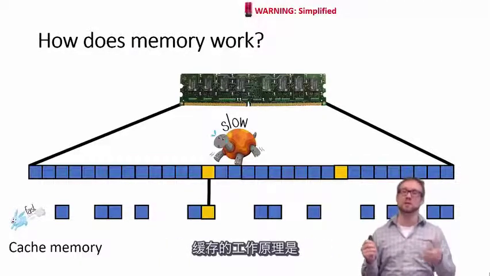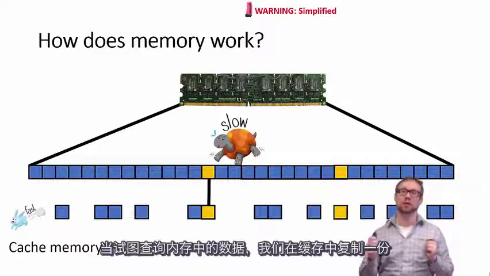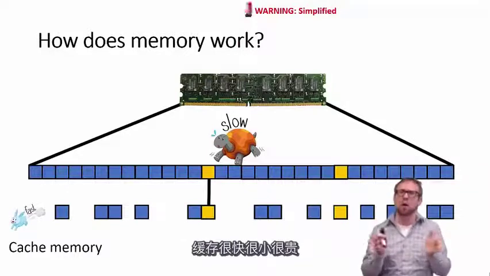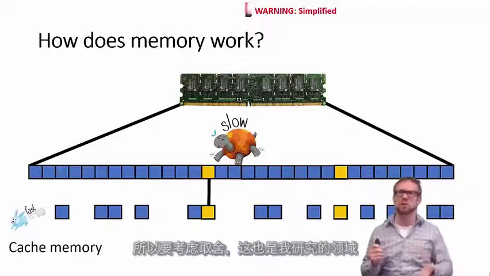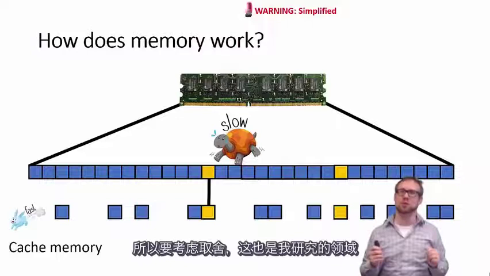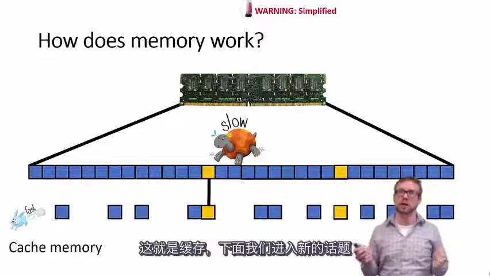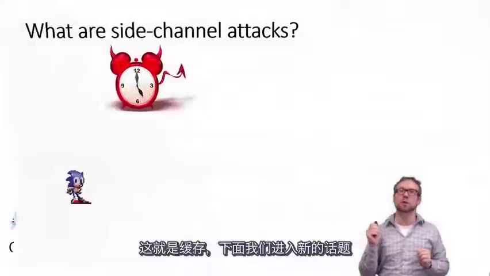Now, the way cache memory is maintained is that when you retrieve something, you often take a copy and put it into the cache memory. So the next time you might need it, you have it laying around really quickly. But cache memory is small and it tends to be pretty expensive, and so you have to kick something else out. This is actually the subject of much of my research. So this is how caches work. Let's move on to the next ingredient.